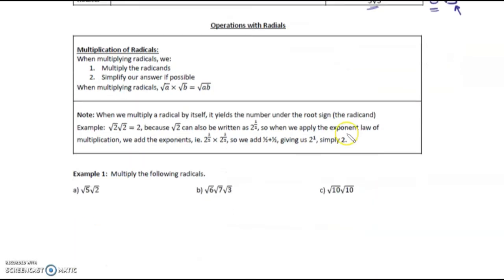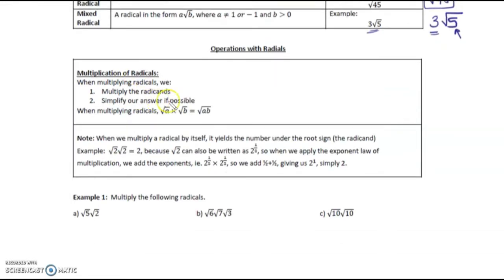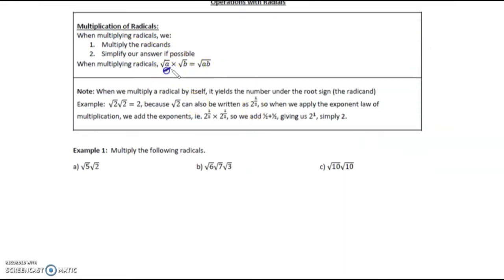Okay, so operations with radicals. First we're going to cover multiplication. This is the easiest one. When multiplying radicals, all we do is multiply the radicands, so the numbers underneath the root signs, and then simplify, if we can. Okay, and I'm going to come back to this note.